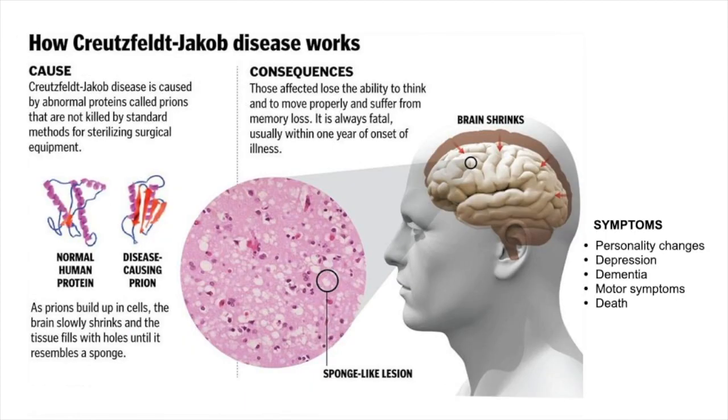In the early stages of variant Creutzfeldt-Jakob disease, patients often present with personality changes and psychiatric symptoms like depression. Dementia develops later as the disease progresses. Also, as the disease progresses, motor symptoms like stumbling, falling, and difficulty walking appear. The estimated incubation period for the disease from infection until the first onset of symptoms is 5 to 40 years, but the disease is fatal, usually within the year from the first time the symptoms appear.